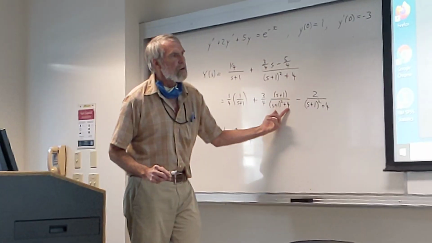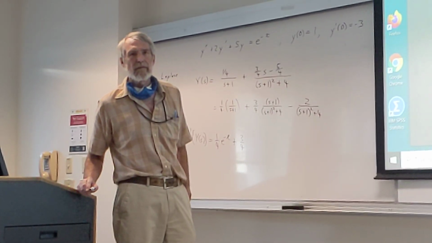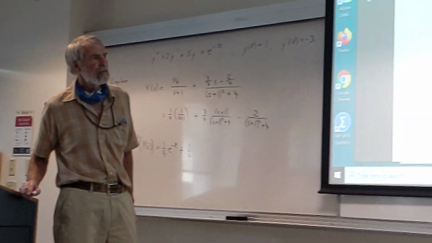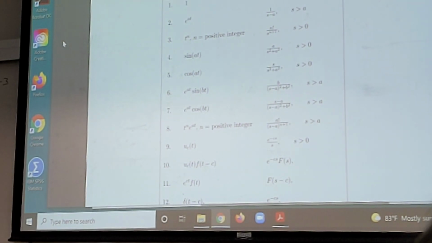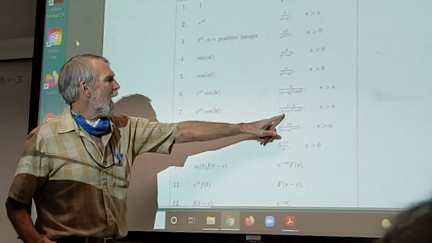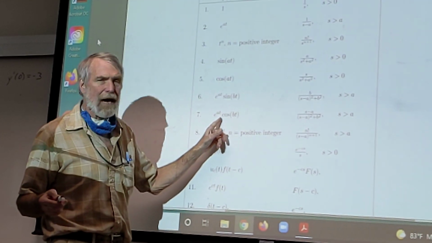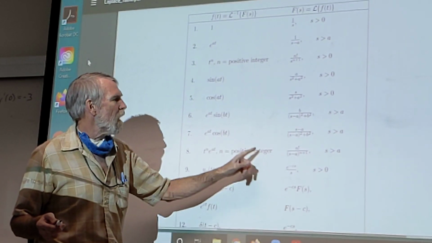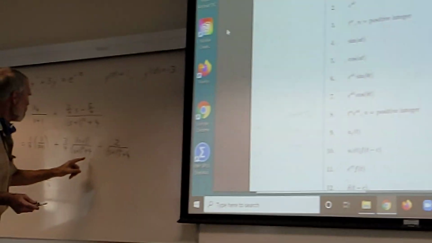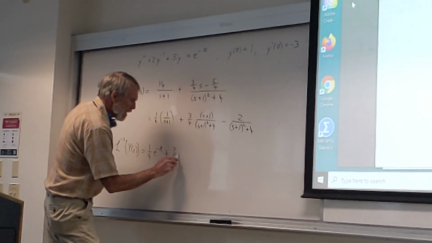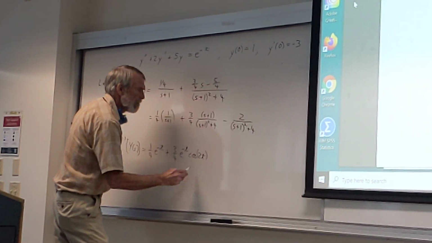Looking at the table entry, where do we see this table entry? Which number? It's number 7, right? And we can see then that's got a minus a, so we're going to get a -1, right? So we're going to get e to the minus t cosine of the b is equal to 2. So we're going to get e to the minus t cosine 2t.